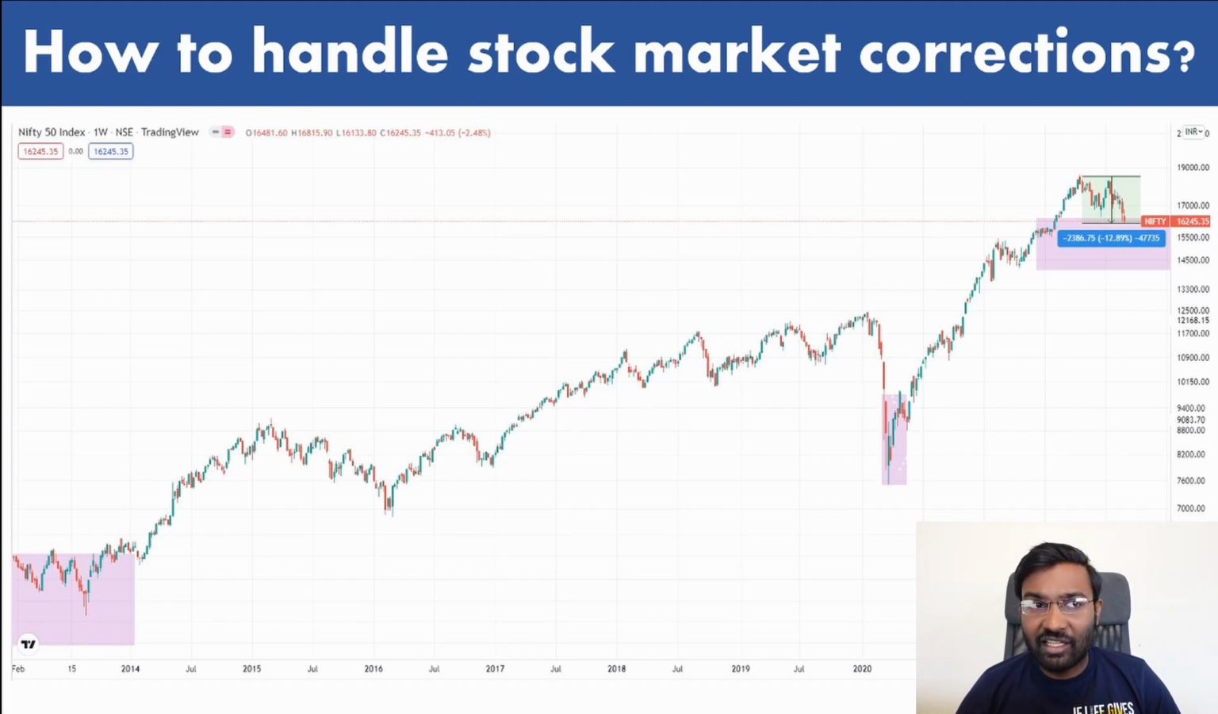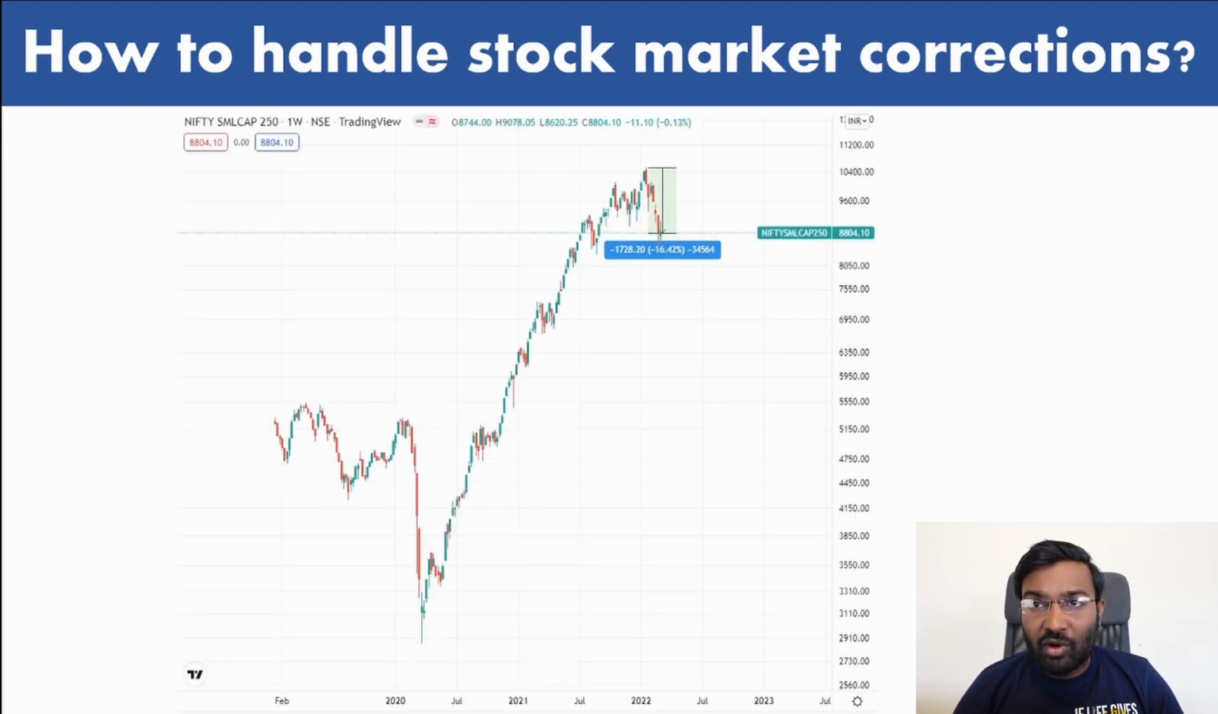Before going into the tips I am giving for stock market corrections or crashes, let's first have a look at the recent corrections in the Nifty 50. If you look at the Nifty 50 index, we recently had about 13% correction from the recent highs. But the Nifty Smallcap 250 corrected about 16 to 17% in recent times because of the ongoing war and the uncertainties in the US and so on. It's mainly because of the Russia-Ukraine situation.